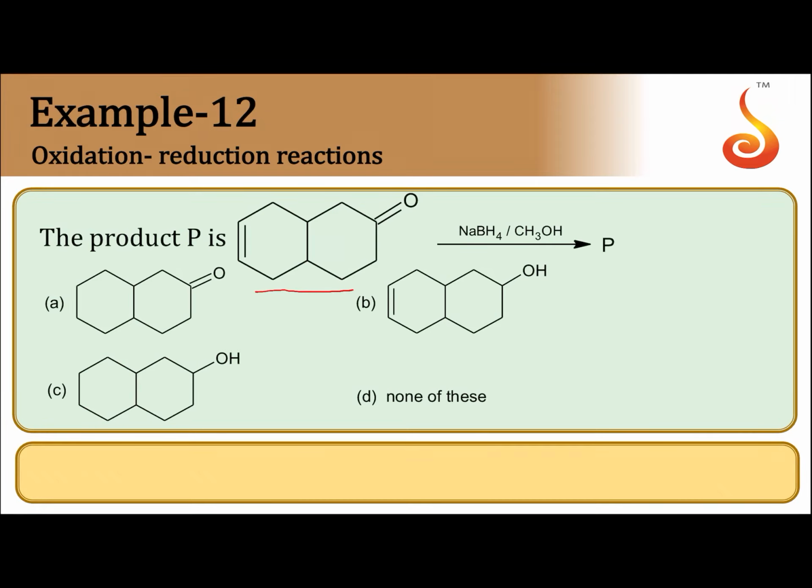The product P is formed from a reactant which is an unsaturated ketone. It is treated with sodium borohydride and methyl alcohol. So, sodium borohydride is a reducing agent. It reduces aldehydes to primary alcohols and ketones to secondary alcohols.